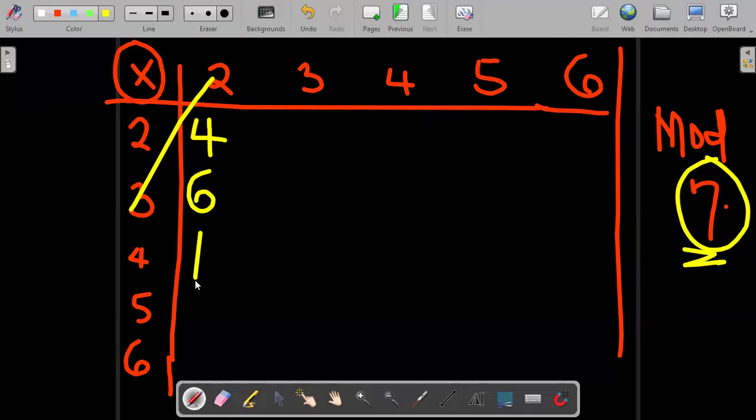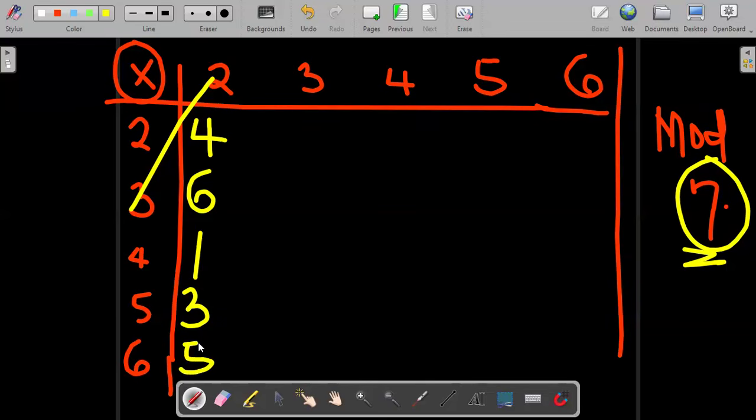Then 2 times 5 is 10. How many 7 can I find in 10? Is 1. What is remaining? Is 3. Then 2 times 6 is 12. How many 7 can I find in 12? Is 1. What is left? Is 5.